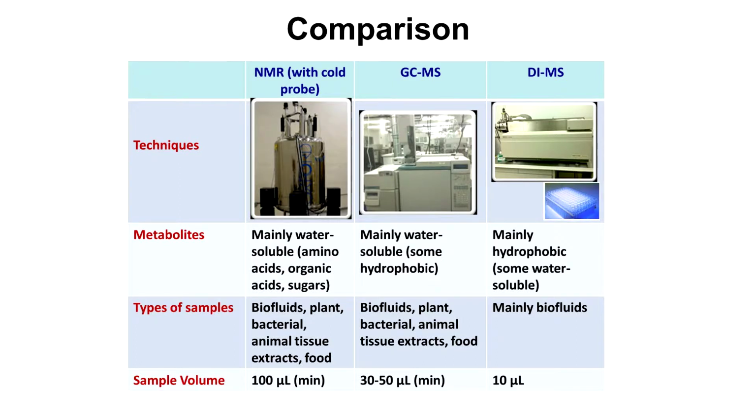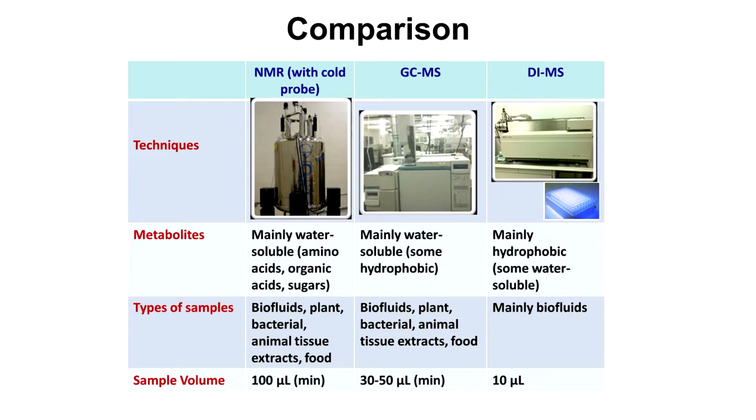These are just some slides that highlight what you typically see with NMR. NMR focuses more on water-soluble compounds and is really great at identifying sugars and organic acids. With GCMS, you can get both hydrophobic and water-soluble compounds. LCMS, or DIMS, is really great for more hydrophobic or lipid-like molecules.